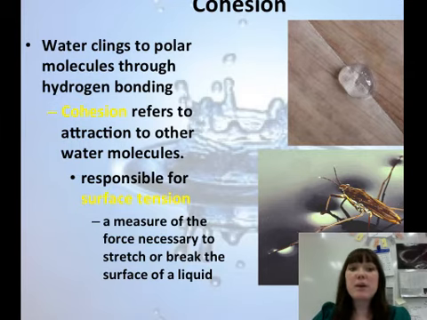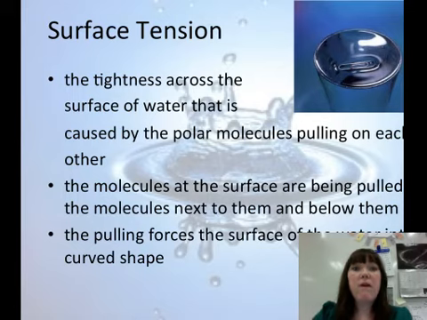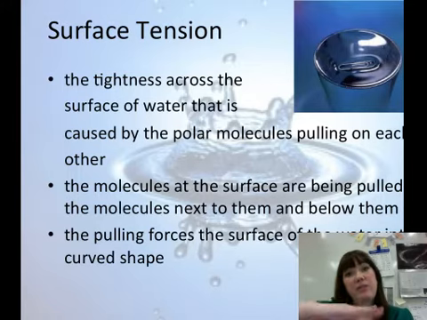Surface tension is a measure of the force necessary to break a liquid, and so we say that water has a very high surface tension because of the cohesion. Surface tension can also be thought of as the tightness across the surface of the water, and again, this is caused by those polar molecules pulling on each other and being attracted to each other. And so often we see water having a curved shape at the top, and you guys might remember this from our lab at the beginning of the year with the number of drops of water on a penny, and how instead of a flat surface, the water had a bubbled up surface.